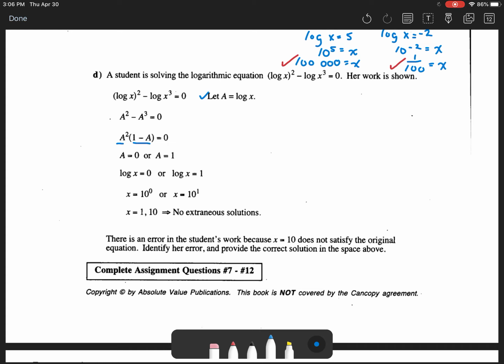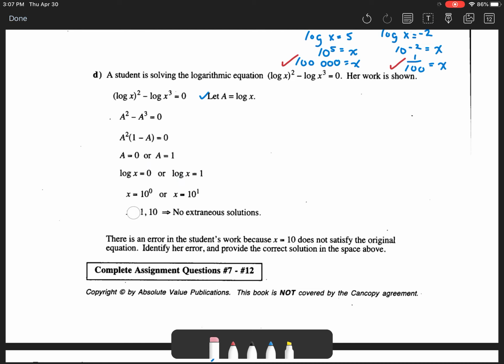So she figures out a is 0 or a is 1 and remembers that a was actually log x, just like we did in the last question. So log x equals 0 or log x equals 1. The base that you don't see is 10, so 10 to the exponent of 0 equals x, and 10 to the exponent of 1 equals x. So 1 and 10 are my solutions. Now, there is an error in the student's work because x equaling 10 does not satisfy the original equation. What's the error? And then provide the correct solution.